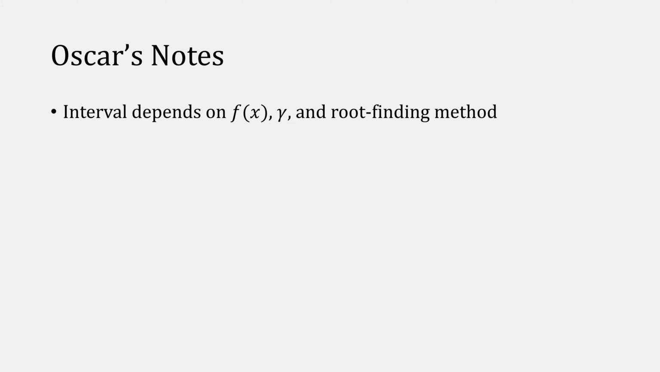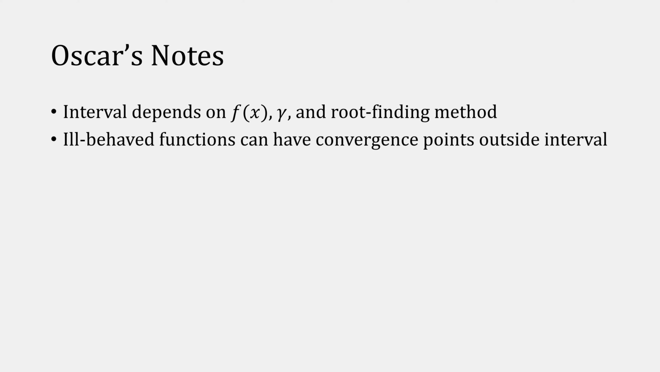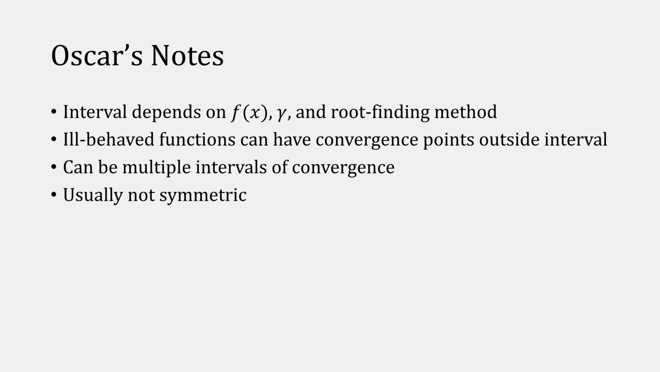Some things to keep in mind. The interval of convergence depends a lot on the function you're using, the value for gamma, and the root finding method. There can also be outlier points outside of your interval that lead to convergence, normally if your function isn't well behaved. And there also can be multiple intervals of convergence, usually if you have multiple roots and they're spaced far away from each other. Also, these intervals usually don't have to be symmetric. In our case, they were for the arctangent.